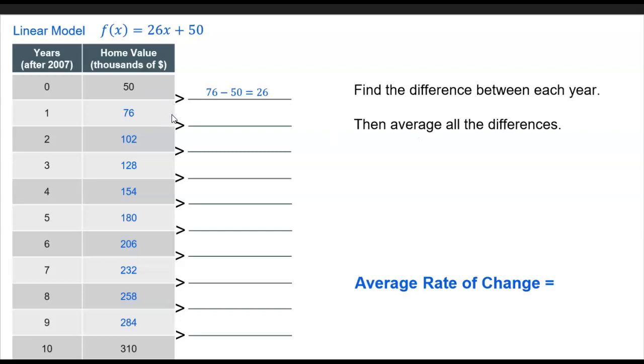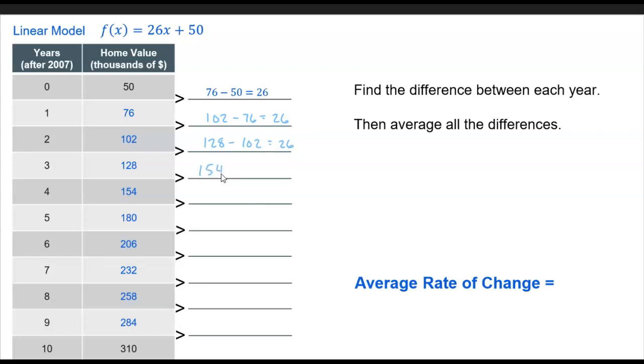Here's the rate between these two. Here's the rate between these two. We can calculate that each time. And then if we want the average of them, we can add them up and divide by the count. So 76 minus 50 is 26. Our next one would be, let's try blue, 102 minus 76, which I believe is 26. And then we have 128 minus 102. That looks like 26. Do you notice a pattern forming?